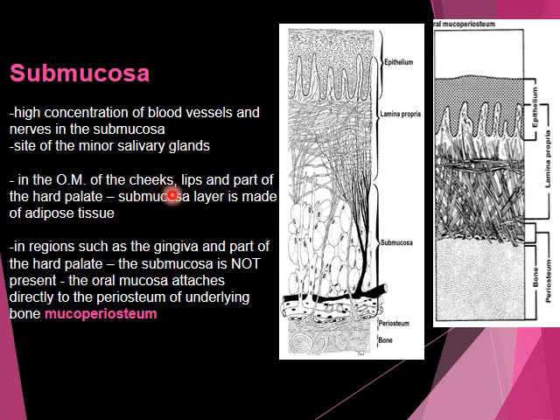In the oral mucosa of the cheek, lip, and part of the hard palate, the submucosa is made up of adipose tissue. In regions such as the gingiva and part of the hard palate, the submucosa is not present. The oral mucosa is attached firmly and directly to the periosteum of the underlying bone by the mucoperiosteum, like in this picture. There is no submucosa, so the lamina propria is firmly attached to the periosteum of the bone. While here, there is a submucosa present, as in the types of lining mucosa.